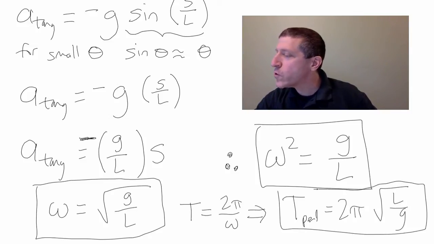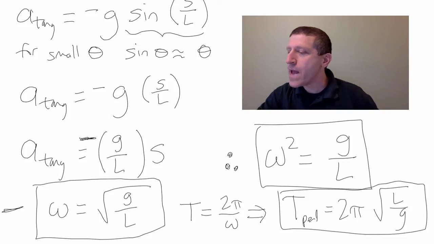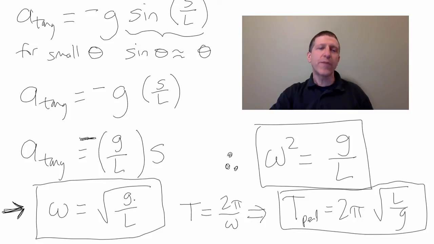Personally, I prefer to memorize the omega value because that's always the square root of something over something. What will make it go faster back and forth? Having a planet of higher G. What will make it go slower back and forth? Having a longer L. Now, this makes perfect conceptual sense. Notice that the mass is nowhere in there.